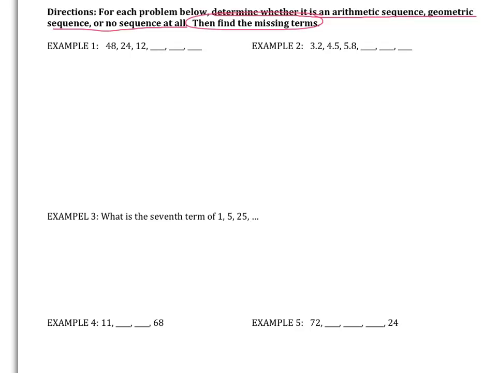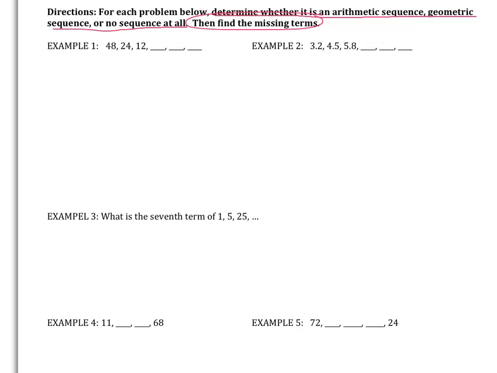And I want to just show you, and you should always check. Let's just verify that that is our sequence. Let's see, what's 48 times 1/2? It gives us 24. Works. What's 24 times 1/2? It's 12. It works. So our sequence must be times 1/2. So we have a geometric sequence and its pattern is times a half.